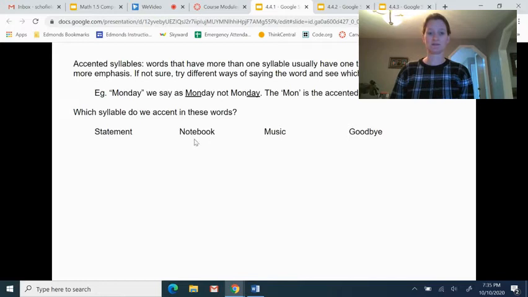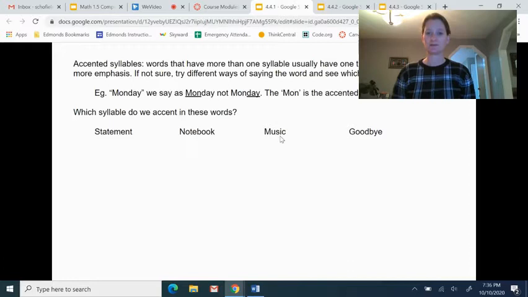Now let's look at the next word. The next word is notebook. And when we say notebook, we emphasize the part note. It's not notebook, but notebook. So when you come to a word that has more than one syllable and you're trying to figure out which one has the accent, say it a few times to yourself and just see which part you are putting more emphasis on. Notebook. The note part has more emphasis.